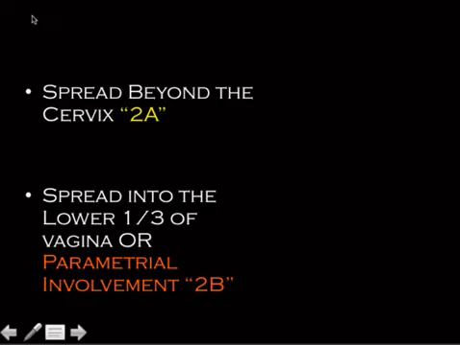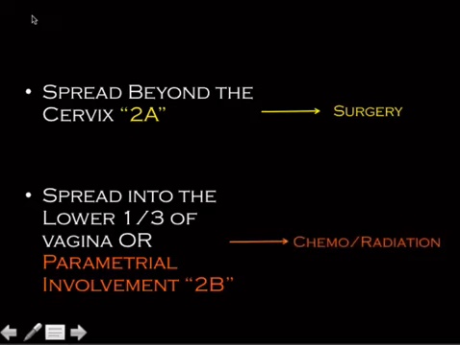Surgery is limited to stage 1 and stage 2A, assuming there's no extension into the parametrium. You can have surgical treatment. If there's parametrial involvement, then you're getting chemotherapy or radiation. So how do you tell? I didn't even know what the parametrium is when I was a resident. I was like, I've heard that word, I'm not really sure what that means.